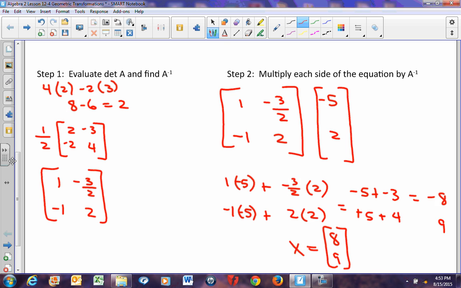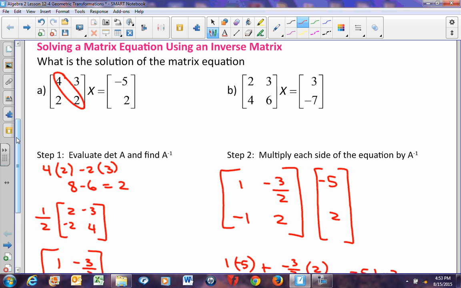Now, using the calculator, you can do the exact same thing, just a little faster. So what I'm going to do here is X will equal the inverse of 2, 3, 4, 6, times negative 7. And I don't care which calculator you put it in. You can get the same result either one.